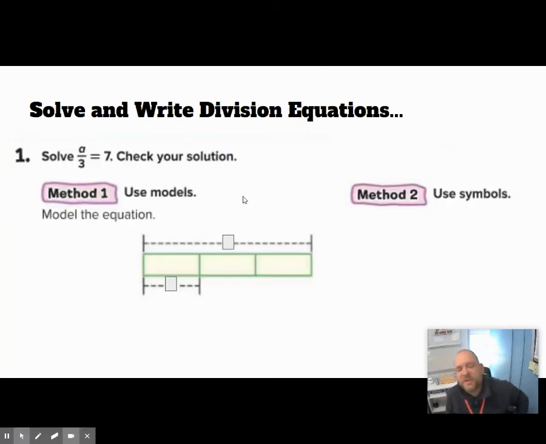All right, so hopefully you filled in your slide there. Now I can move on to another practice problem here. We've got solve a divided by 3 equals 7. Then check your solution. So again, we can use a model here.